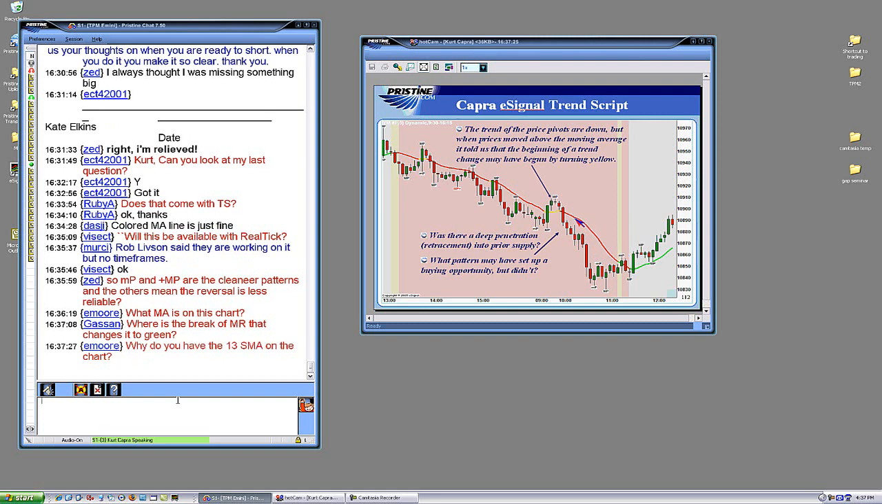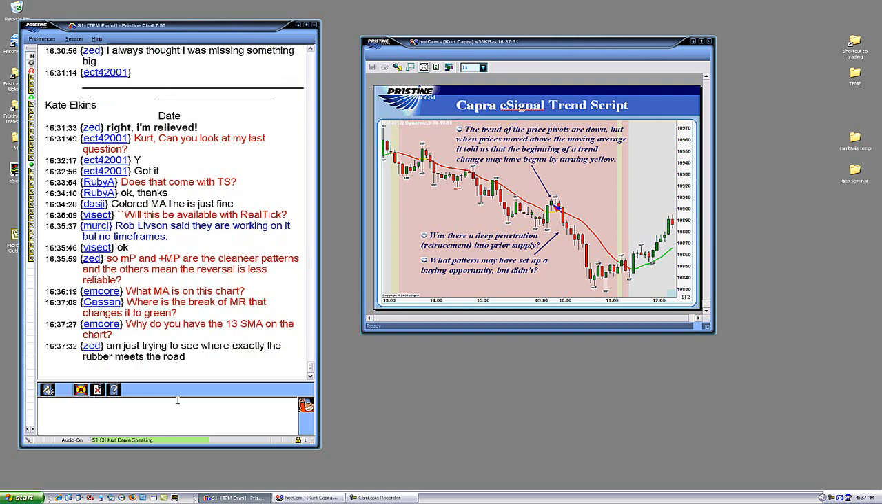So the trend is down, but when prices moved above the moving average, it told us that the beginning of a trend change may be starting. It may be starting, but it never materialized. And we came right into major resistance and came right back down with a deep move.